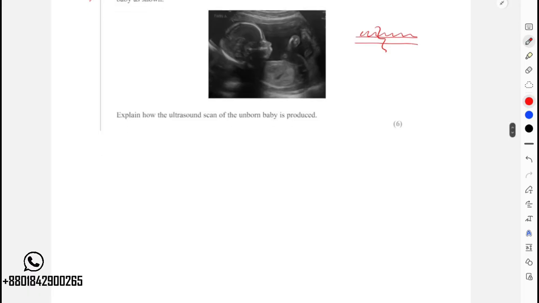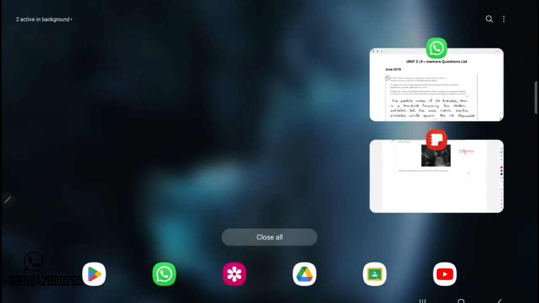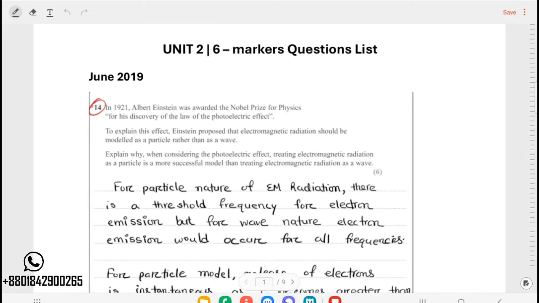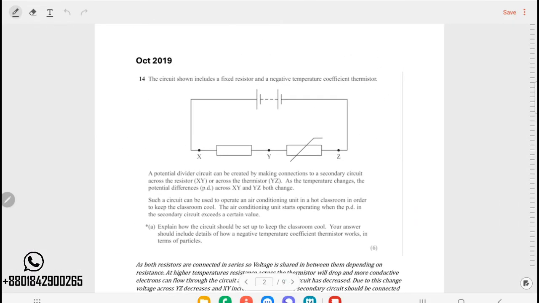But then again, this is already written in the list for 6 markers. I've already uploaded it previously today, so I'll not write the answer over here. I'll just go back to that file and read the answers from there. Okay, so just 1 minute. Okay, so this is your other file, the one I was talking about. This is the list for all the 6 marker questions in Unit 2. Now we'll scroll back to January 2021 because we were in that question.